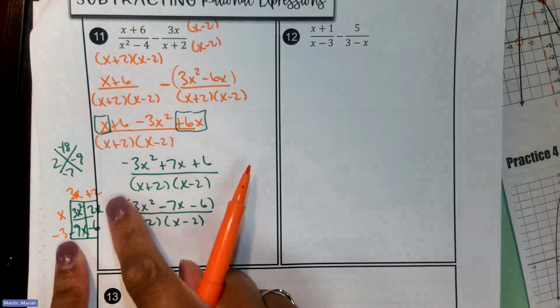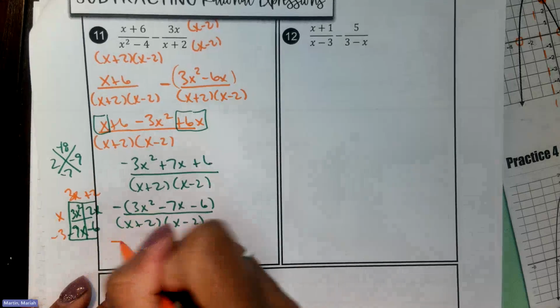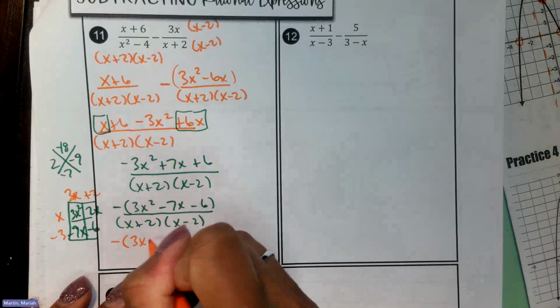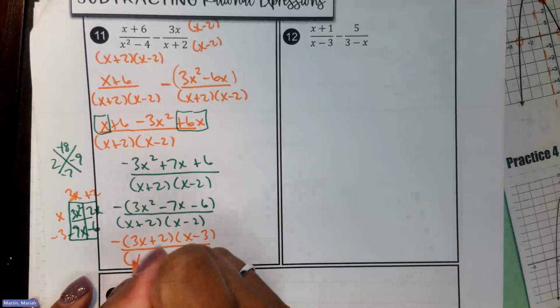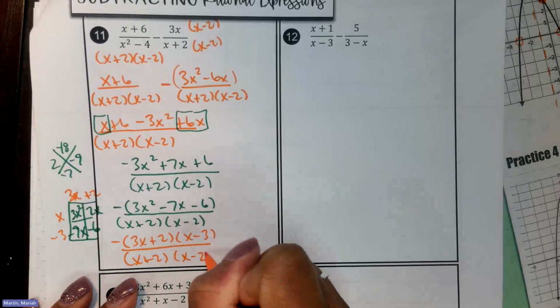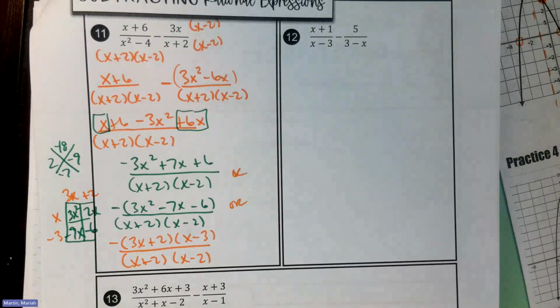I can check my answers by multiplying back in. So then I keep my negative out front. 3x plus 2, x minus 3, all over x plus 2, x minus 2. So you do have 3 answers depending on if you can simplify or not.